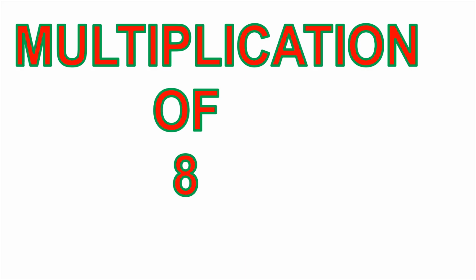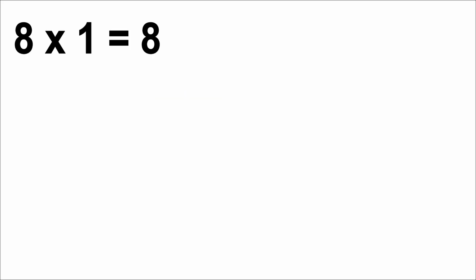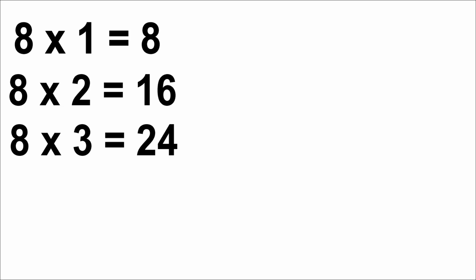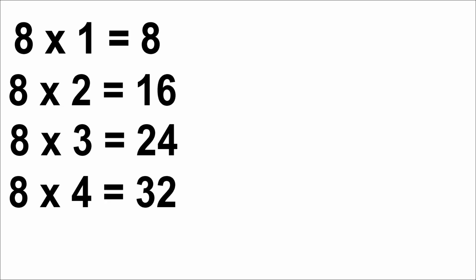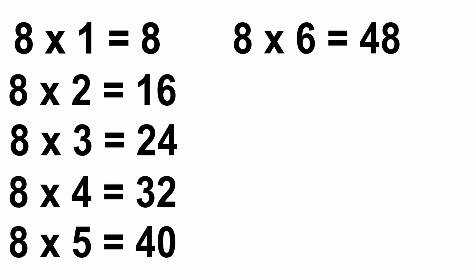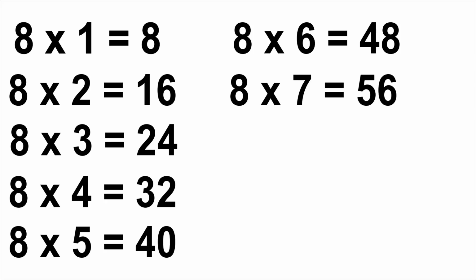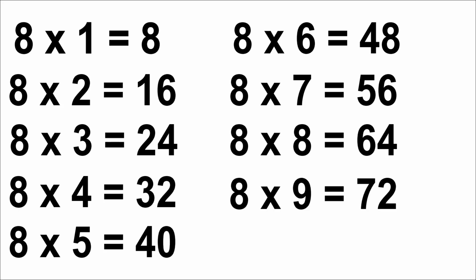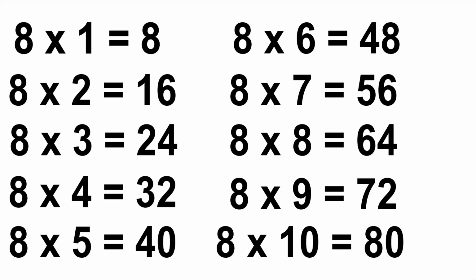Multiplication of 8. 8 times 1 is 8. 8 times 2 is 16. 8 times 3 is 24. 8 times 4 is 32. 8 times 5 is 40. 8 times 6 is 48. 8 times 7 is 56. 8 times 8 is 64. 8 times 9 is 72. 8 times 10 is 80.